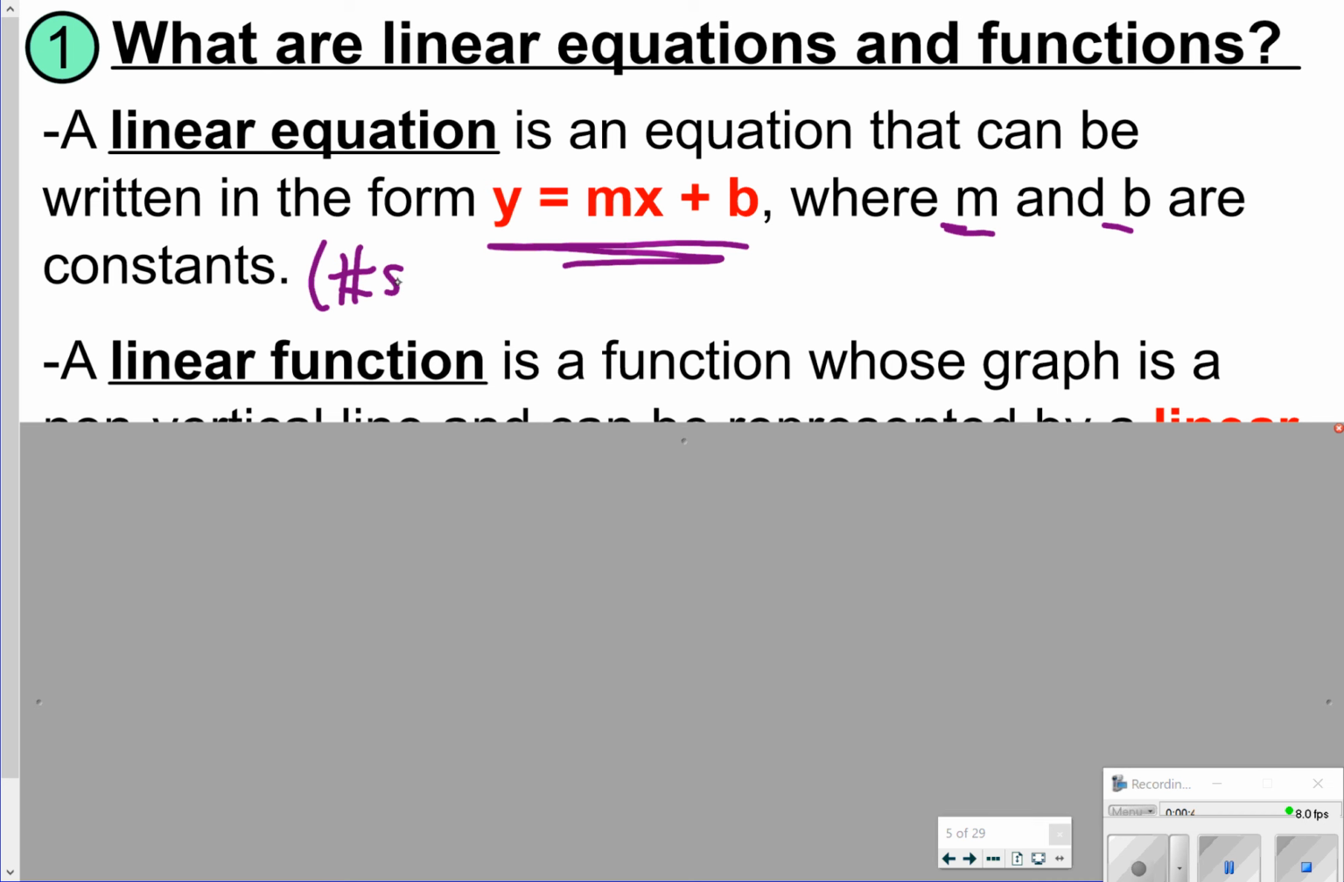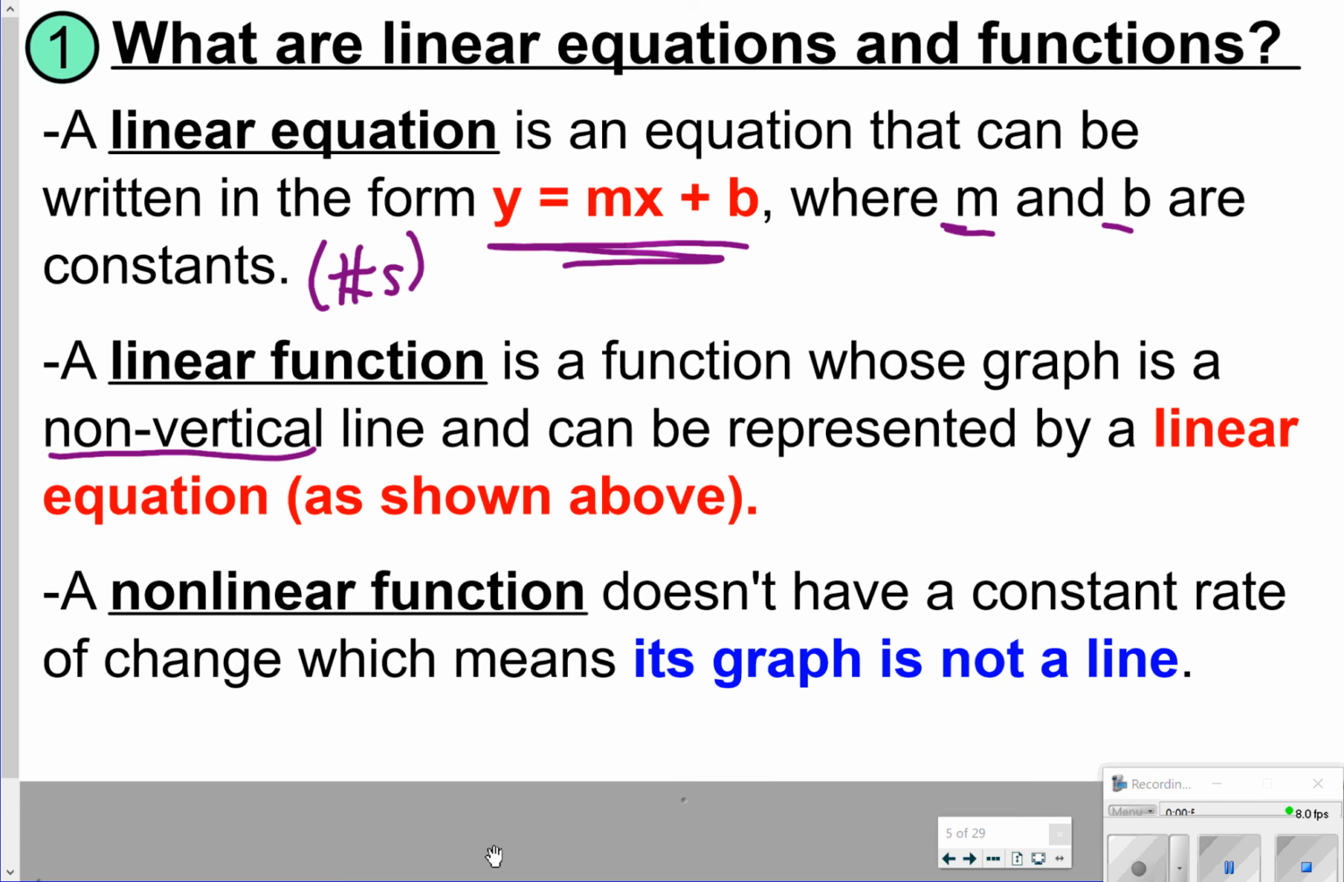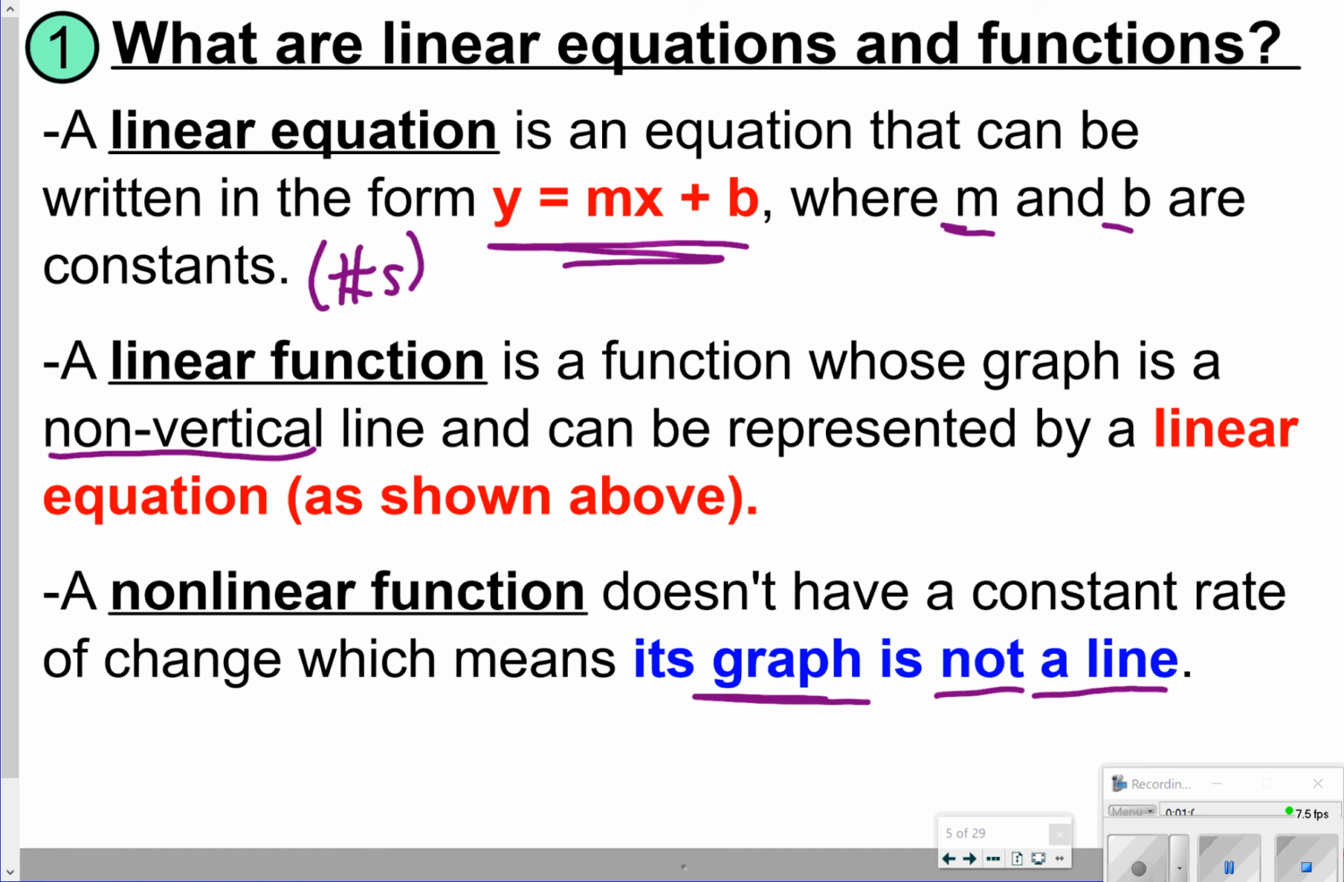A linear function is a function whose graph is a non-vertical line, so anything that's not vertical, which means straight up and down, and it can be represented by the linear equation as shown above. A nonlinear function doesn't have a constant rate of change, which means its graph is not a line. Okay, so we're going to take some time here to just pause the video and write the 3 vocabulary words down and their terms or definitions, and then once you're done, click play to see how to identify a linear function.